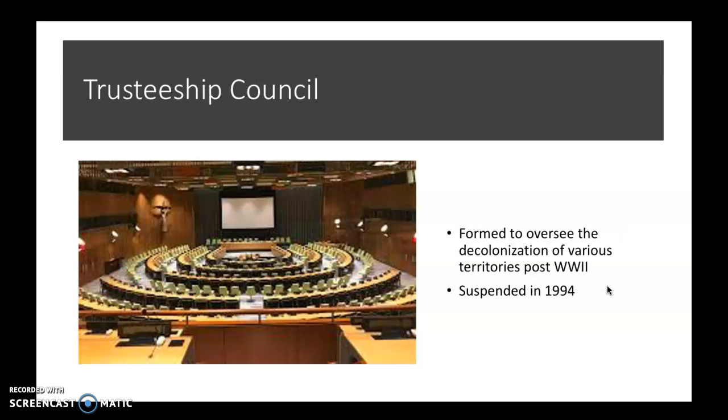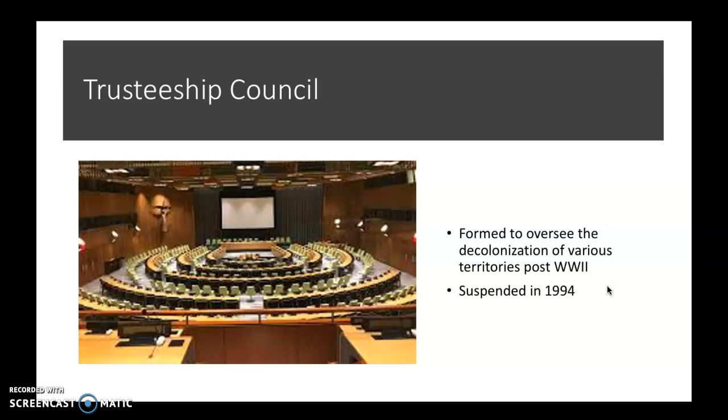Lastly, we're not going to spend a lot of time on this, but the Trusteeship Council is the 6th unit or arm of the UN. However, it has been suspended since 1994. The organization itself still exists, it's just that it doesn't meet anymore.